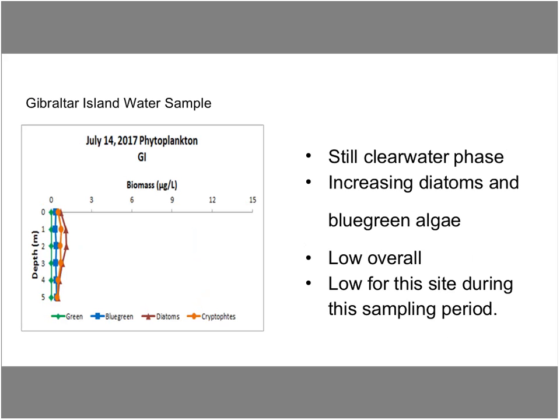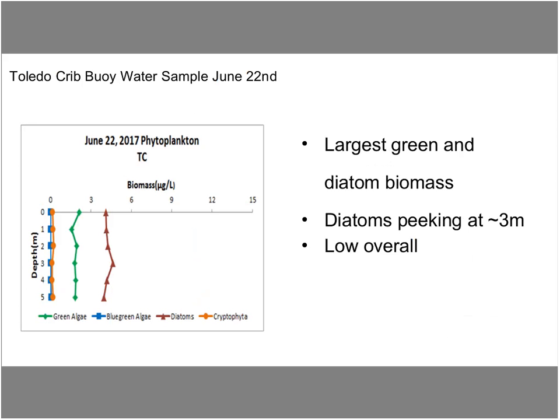July 14th, we start to notice a slight increase in diatom and blue-green algae biomass. We're still in the clear water phase, but it's starting to get out of that phase. And this was at Toledo. You notice there's a lot of diatoms and green algae. I want to point out here that you can see on the line that the diatoms are concentrated at 3 meters because they're made of silica, so they sink lower. That's where they're normally concentrated, and in all the samples, it was like that. They concentrate maybe not at the bottom, at 5 meters, but in between.